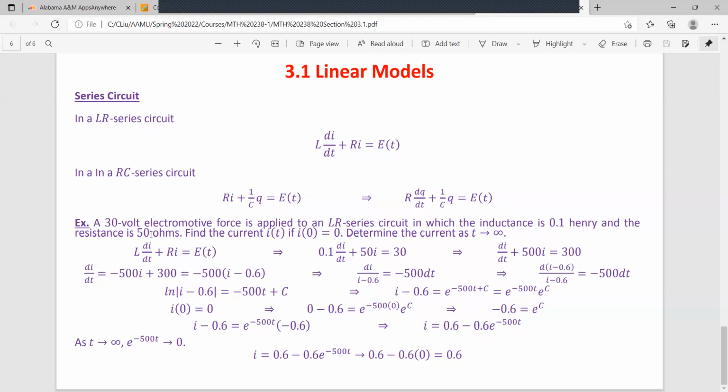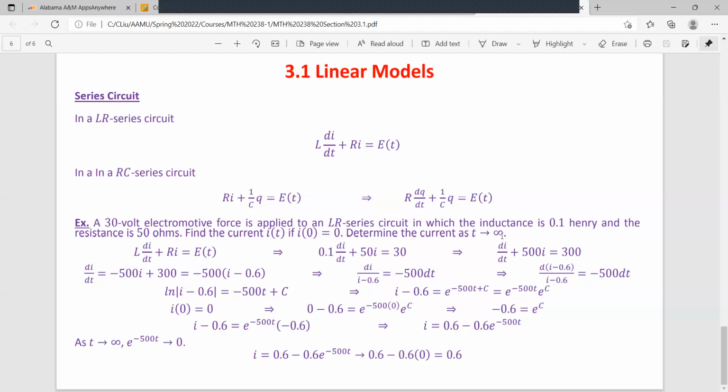A 30-volt electromotive force is applied to an LR series circuit in which the inductance is 0.1 Henry and the resistance is 50 ohms. Okay, so this sentence gives a lot of information. So 30 will be the E(t) on the right-hand side of the equation. We know this is the LR series, so we use the first equation.